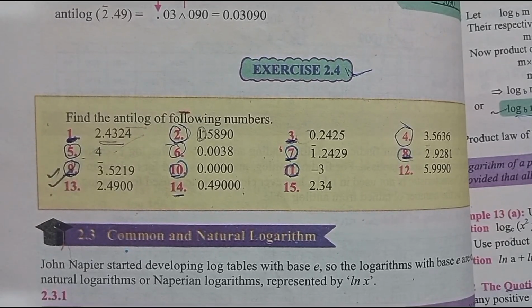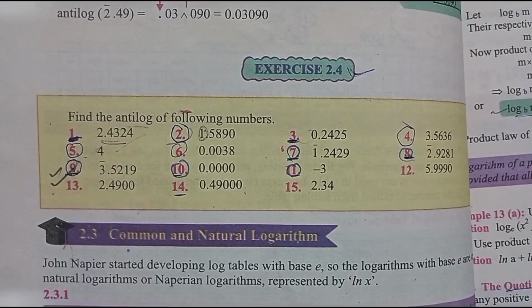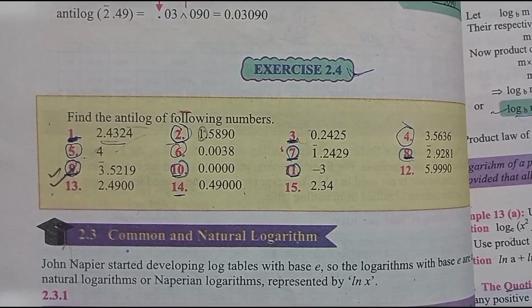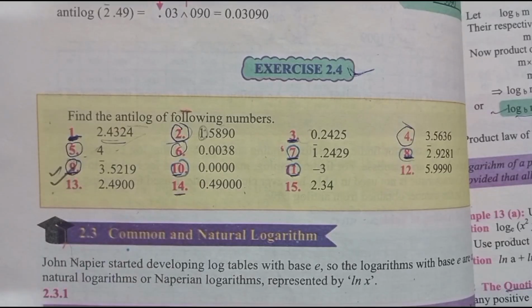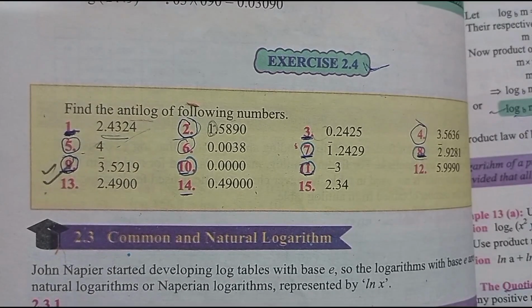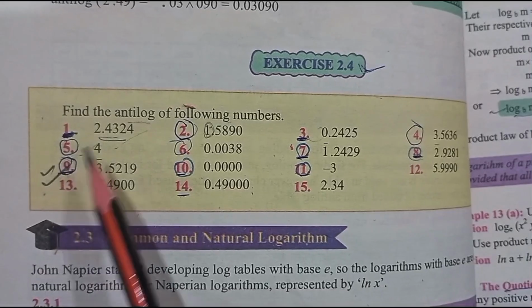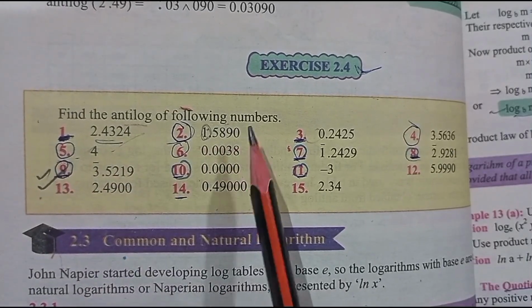Today we are starting exercise 2.4. In this exercise you will learn how we find the antilog of a number and read the antilog table correctly. So in this exercise, question number 1 is: find the antilog of the following numbers.